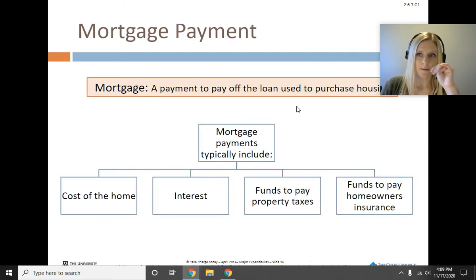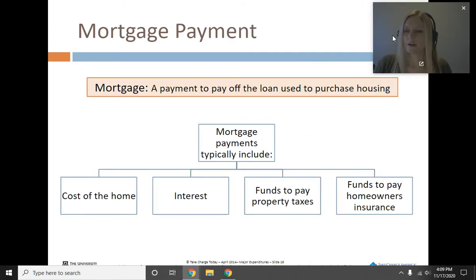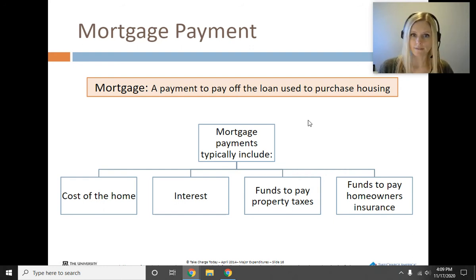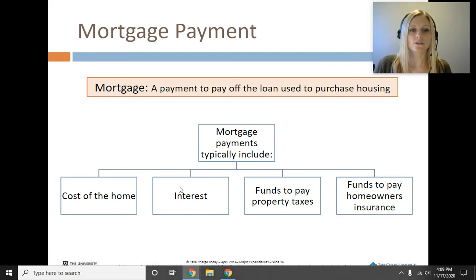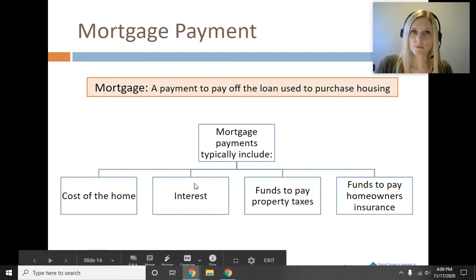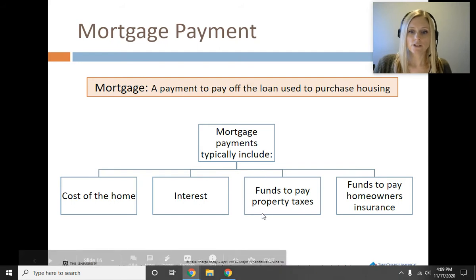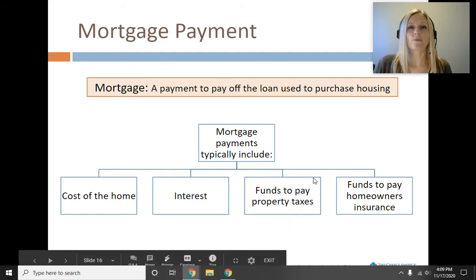The mortgage payment is the payment that you're going to pay every month towards that loan to eventually pay it off. And that is going to include not just the amount of the loan. So that's this one, cost of the home. Yes, it includes that. It's also going to include interest because it is credit. It's also going to include funds to pay property taxes.